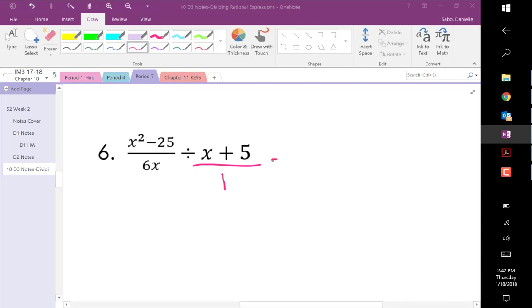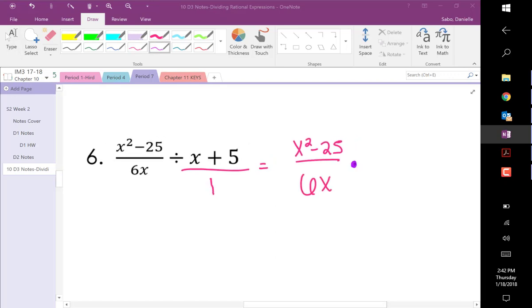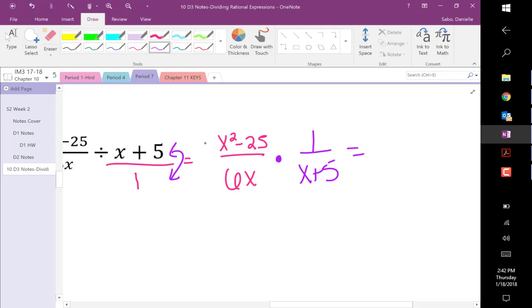So same thing now, here we go. We're going to keep x squared minus 25. We're going to change the multiplication, and then we're going to flip the second fraction. And that's why I put it over 1, so that you can flip that. You guys really liked these ones. At least I like these ones. But I have x squared minus 25. What does that factor into when we have a difference of squares? What's the square root of x squared? What's the square root of 25?